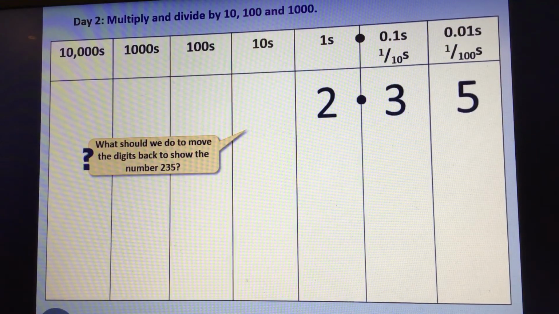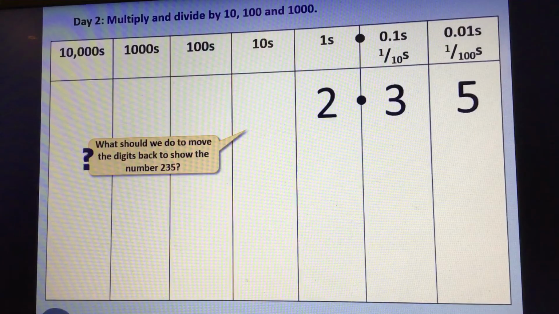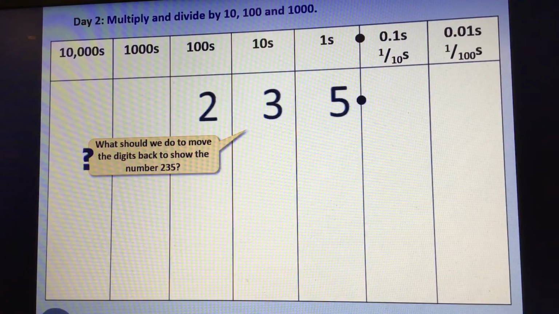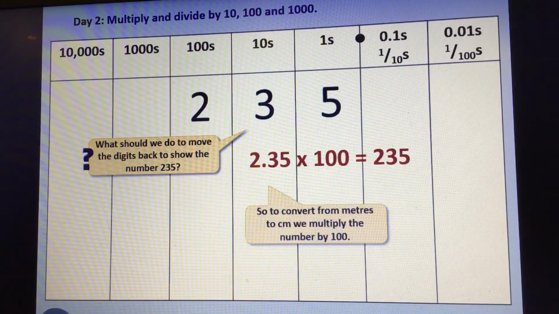If we want it to go back to 235, what do we need to do? Yes, that's right. We multiply by 100. And notice that the digits are moving, not the decimal point. So we can move it along like so. And now we've got 235. We've multiplied it by 100. A good way to remember is 2 places to the left because it has 2 zeros in 100 when we're multiplying by 100. So far, so good. So converting from metres to centimetres, we multiply the number by 100.